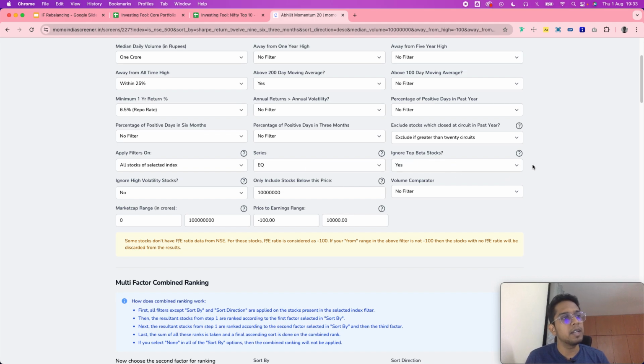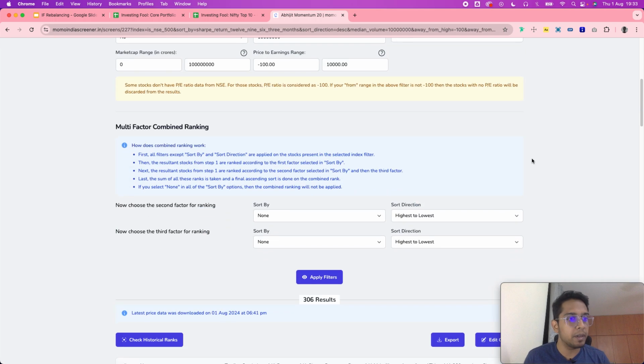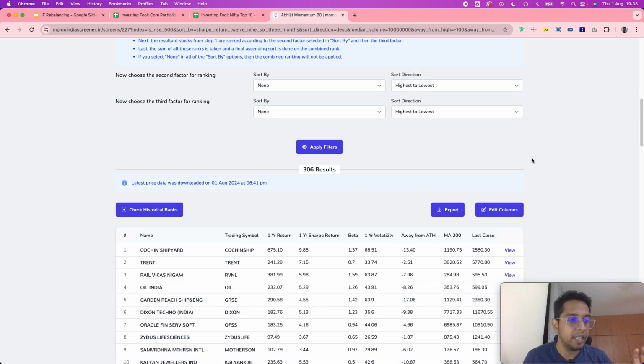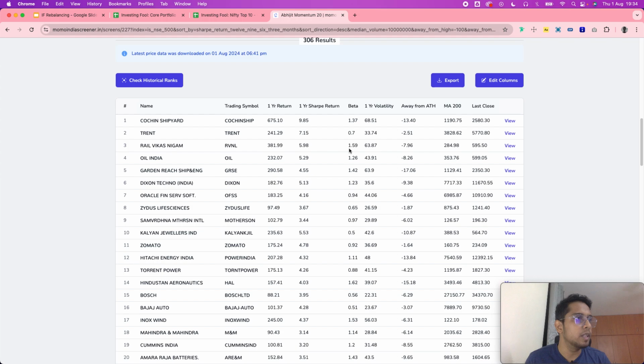But how this filter does it, it removes the top beta stocks, like the top 10% of stocks by their beta value. But we have also created an absolute criterion, that anything above 1.5 we are not going to invest in. So this is 1.59, so we just ignored this and moved on to the next one. The next one that was there is OFSS. The beta is less than 1.5.